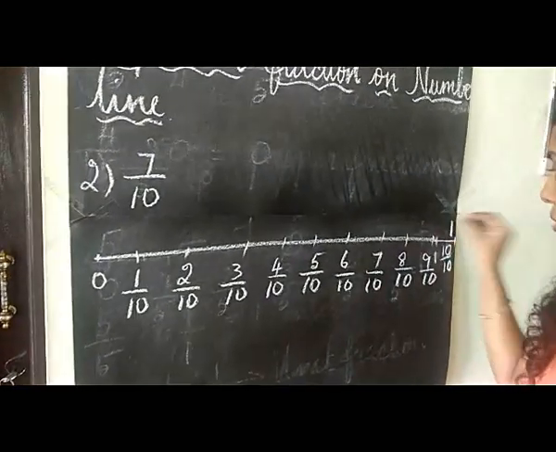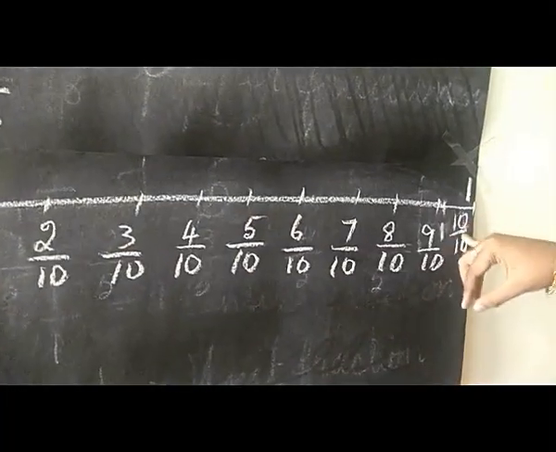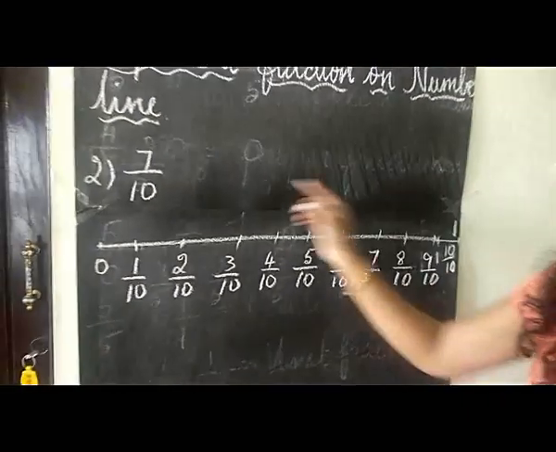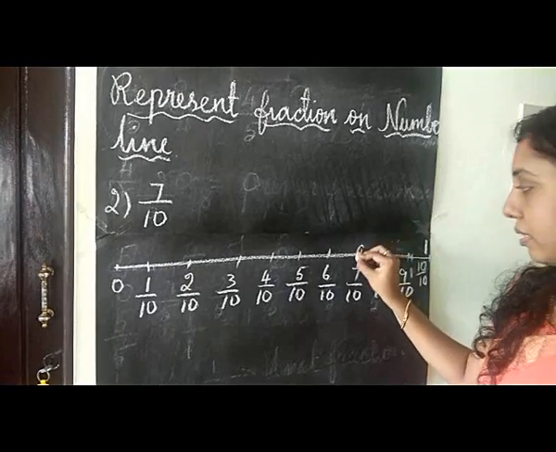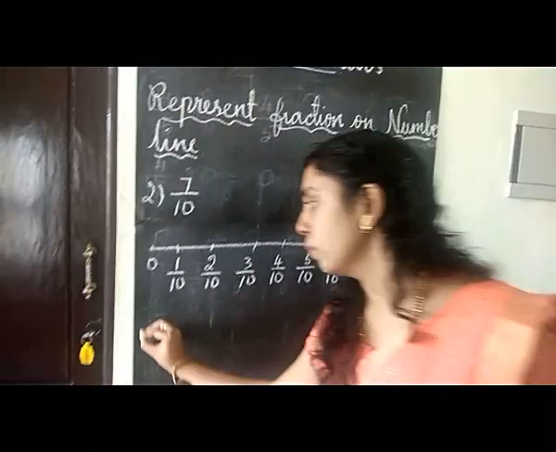That is equal to 1. Why? Because it has the same denominator and numerator, 10 by 10, that is equal to 1. From here you can find the fraction number 7 by 10. It's your answer.